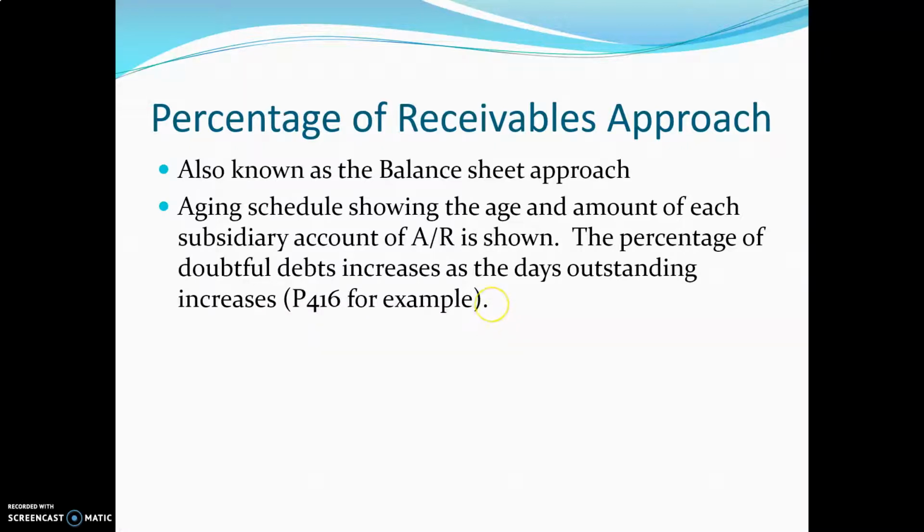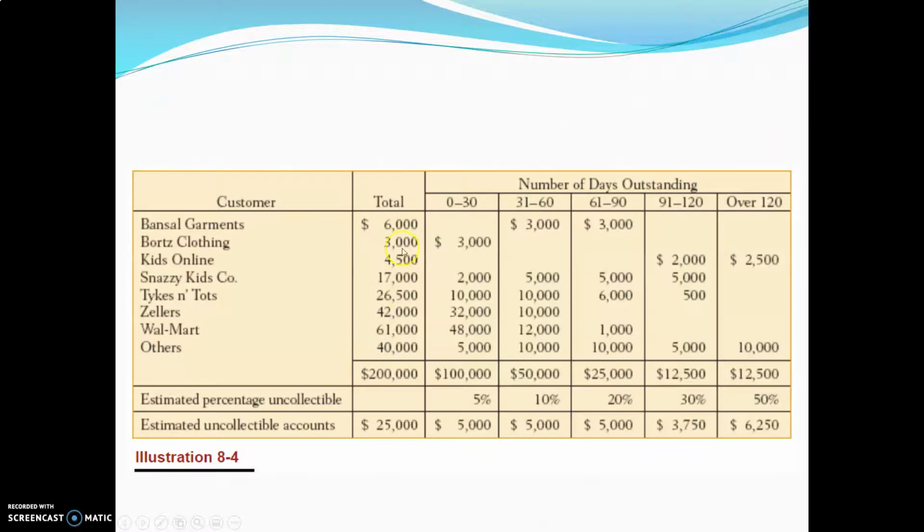But if we're looking at something where a payment is past due for 120 days, that means they had it due and they didn't pay it for 120 days, that we think as time goes on, there's a very low chance of collecting that debt. Maybe they went out of business. So just to show that schedule from the textbook, here's the customers that we're looking at, here are their totals, and here are the number of days outstanding.